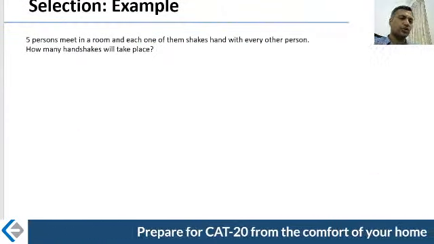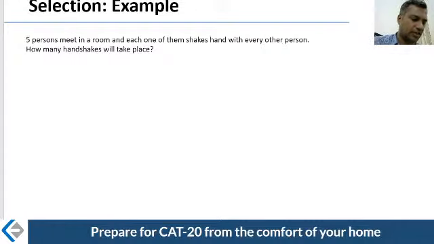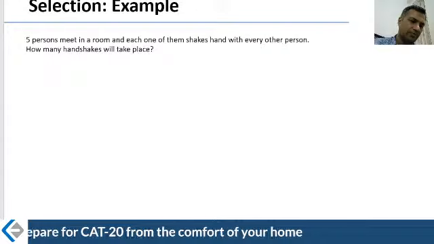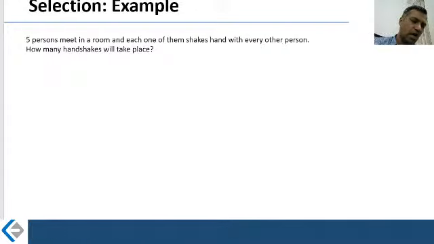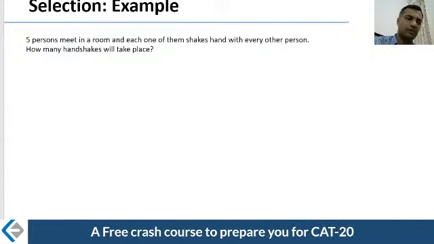Okay, another question on selection. These handshakes are technically questions on selection. 5 persons meet in a room and each one of them shakes hands with every other person. How many handshakes will take place? Simple question here. Is it a selection or arrangement? It's a selection, right?